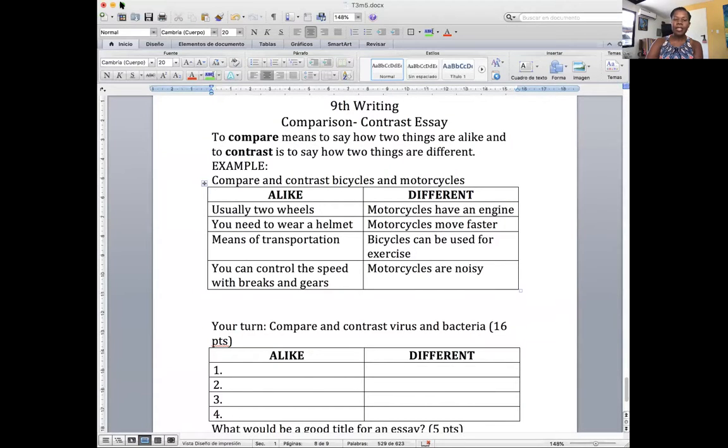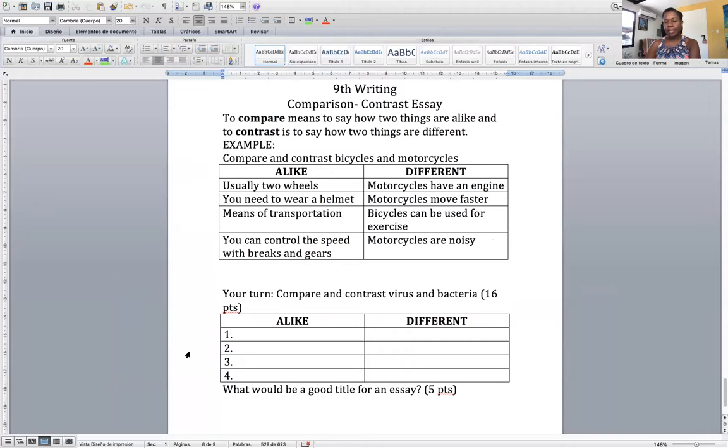To compare means to say how two things are alike, iguales. And to contrast means to say how two things are different. So in this type of essay, we take two elements, we say how they're alike and how they're different. And this requires a certain level of analysis.